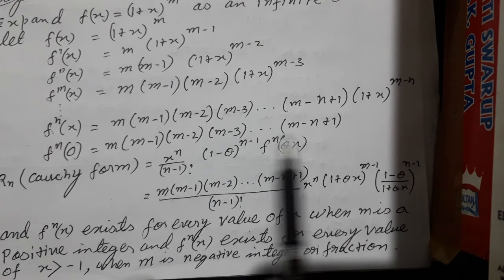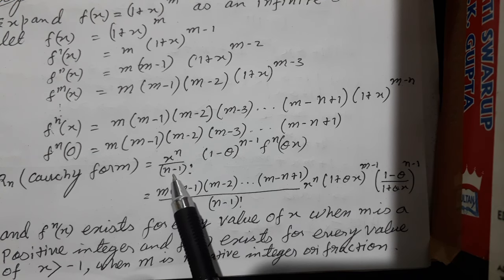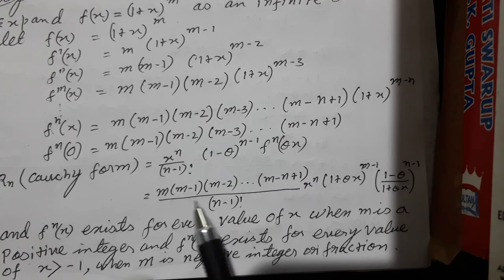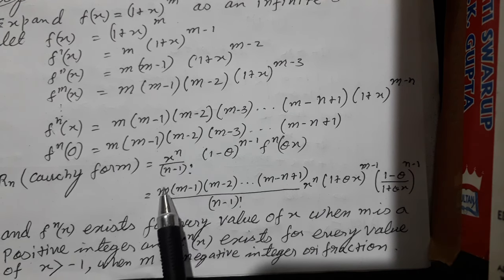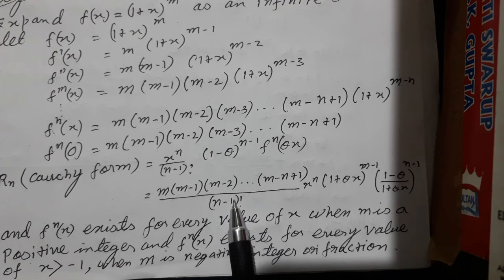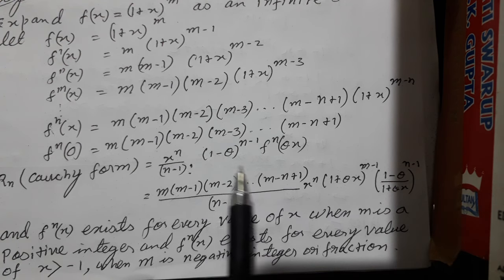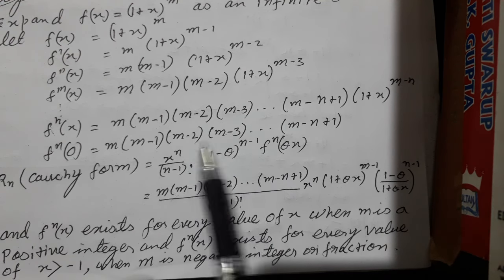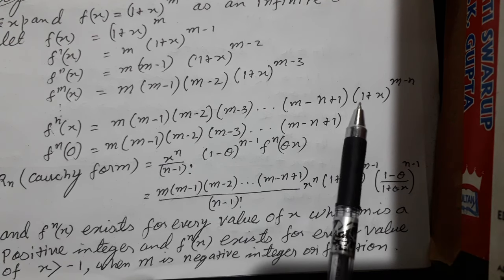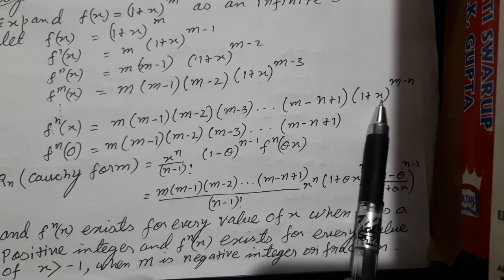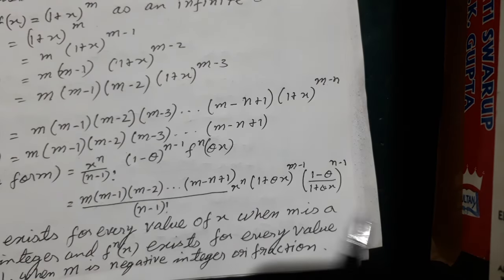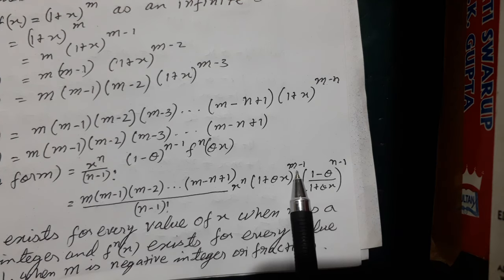So we have the remainder in Cauchy form as x^n/(n - 1)! (1 - theta)^(n-1) f^n(theta x). So I'm writing x^n/(n - 1)!, (1 - theta) combined afterwards. From here, I'll try to arrange this term, because we put here the value 1 + theta x. So I'll arrange in that way, so I get (1 + theta x)^(n-1), and here we get (1 + theta x)^(n-1).